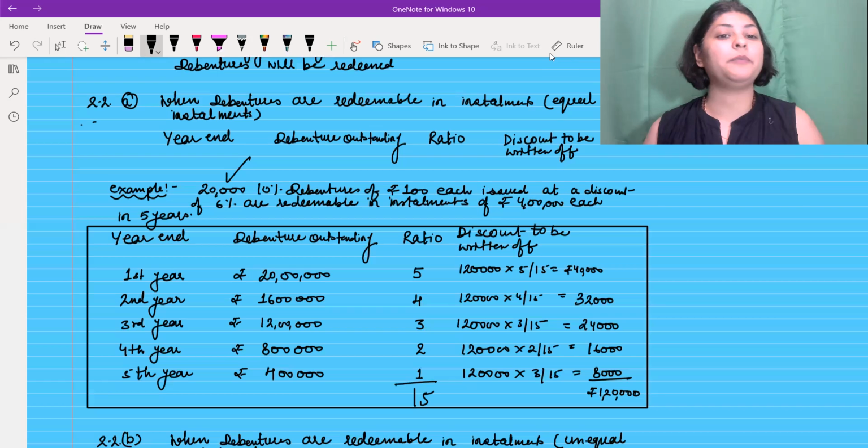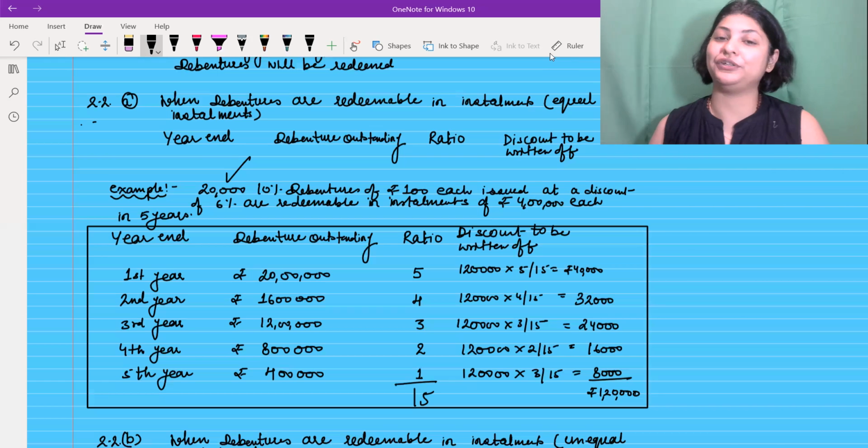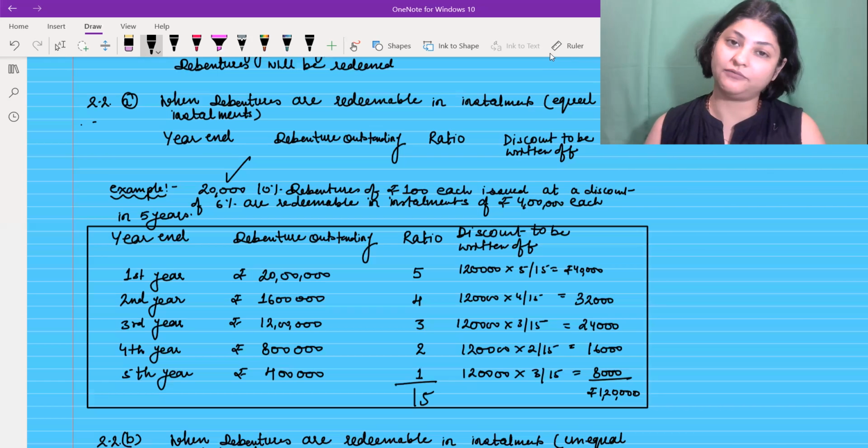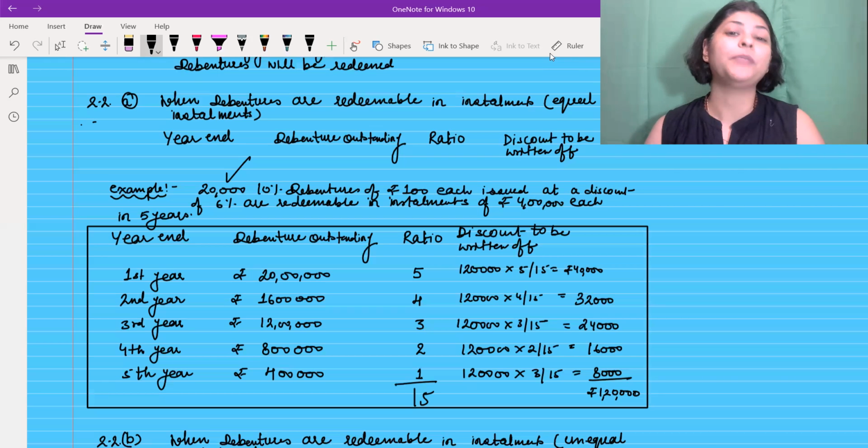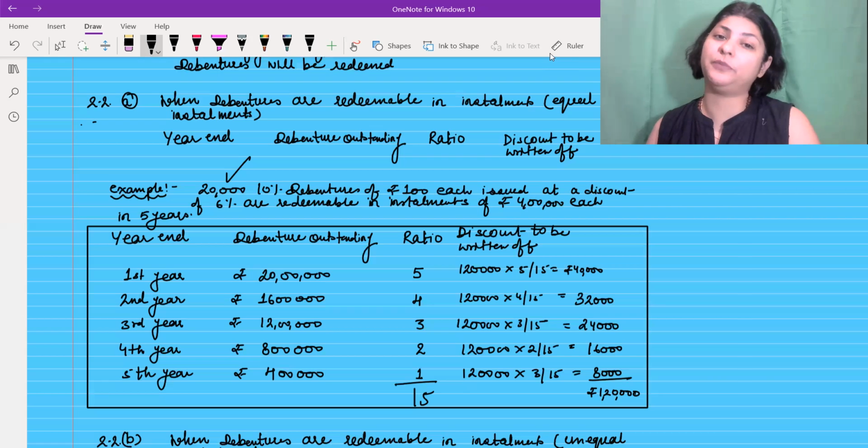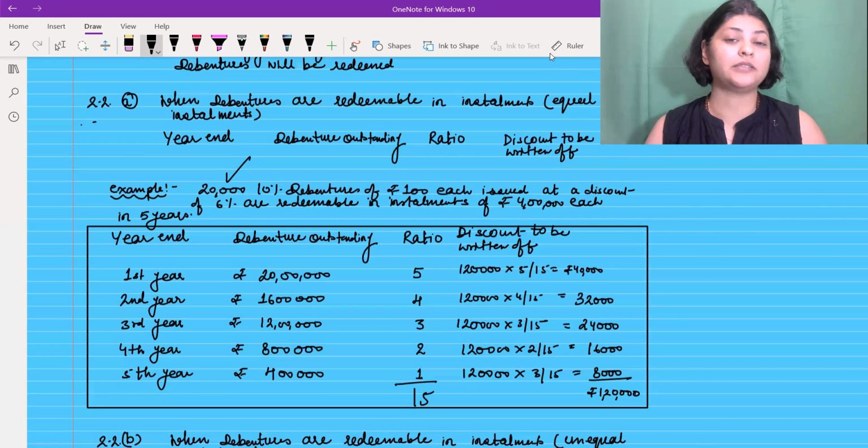So each year you will be passing this entry only, statement of profit and loss to discount on issue of debenture. If there is no other information available, this is the only entry. And the amount is going to be different in each year, because it is 40,000 in first year, then 32,000, then 24,000, 16,000, and 8,000.